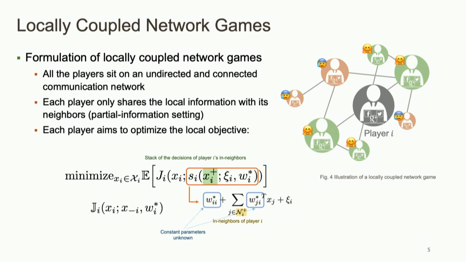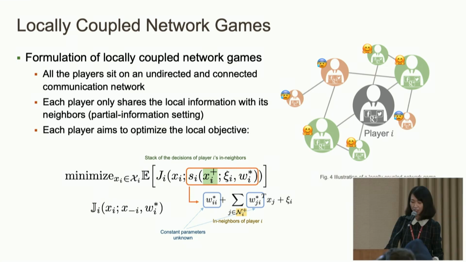The specific form of the objective function for player i admits the following form. It is parameterized by some neighboring aggregate function S_i, which is an affine function of the decisions made by its in-neighbors and corrupted by some random noise, ξ. It may also be worth mentioning that the parameter w* may be unknown to the players. This may reflect cases where the players are uncertain about their complex environment and hence have unknown parameters in their models, and would like to improve their parameters based on the observations they have made up to this point.